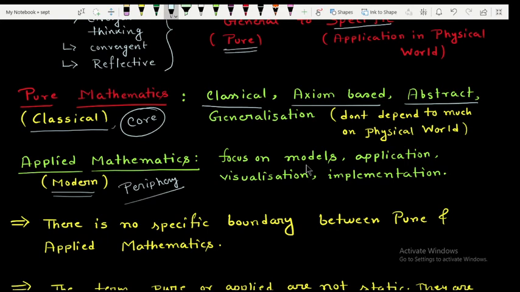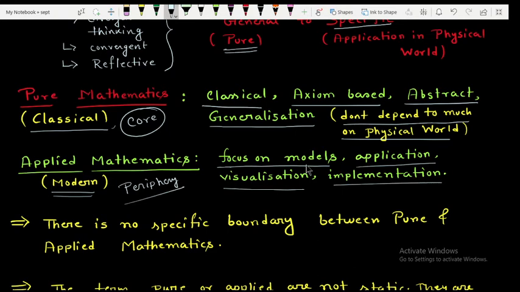It surrounds abstract concepts, and it is more concerned about the generalization of facts. Students, this pure mathematics generally doesn't depend too much on the physical world, whereas applied mathematics is very modern mathematics, and it focuses on models, application, visualization and implementation. This is the essence of applied mathematics.